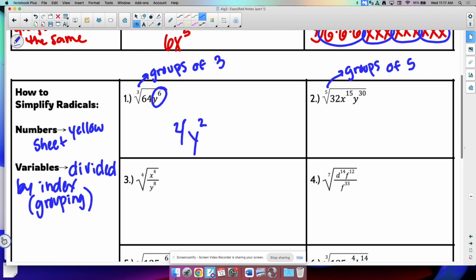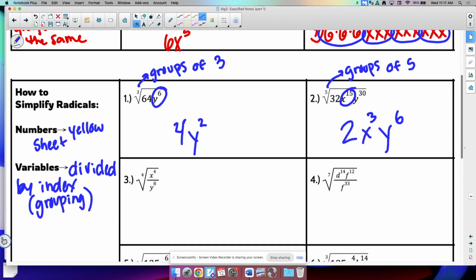Yes. Since we're looking for groups of 5, can I evenly take groups of 5 out of 15? Yeah. Can I evenly take groups of 5 out of 30? Yeah. So everything here is good. What is the fifth root of 32? When I take out x to the 15th, how many groups of 5 come out? 3. So do you see how we're just doing 15 divided by 5? For our y's, how many groups of 5 come out of 30? 6. So you just divide. 30 divided by 5 means 6 groups came out.